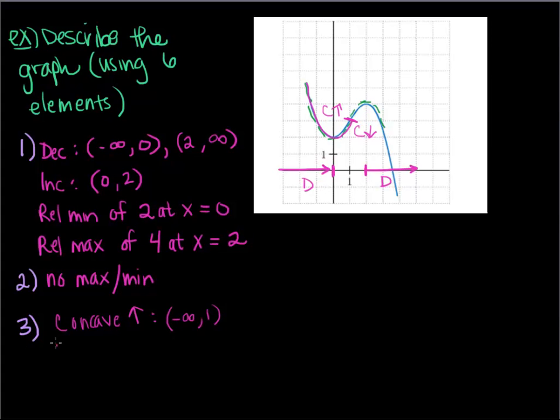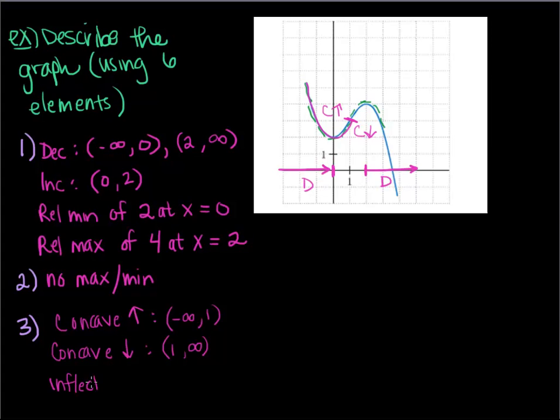And then where are we concave down? We are concave down from 1 to infinity. Okay, so that's our concavity. We're going to figure out later how to actually do that, how to find those intervals without having the graph. So concave up minus infinity to 1, concave down 1 to infinity, and that means we have an inflection point.